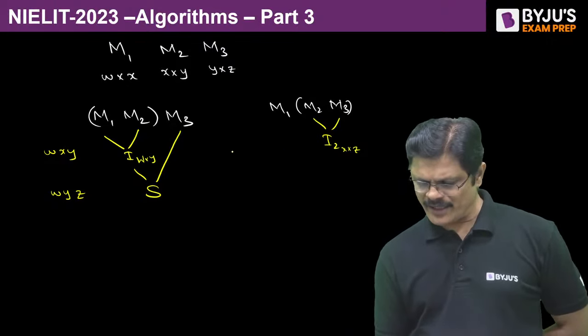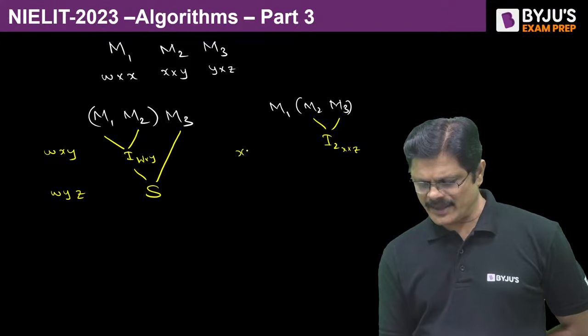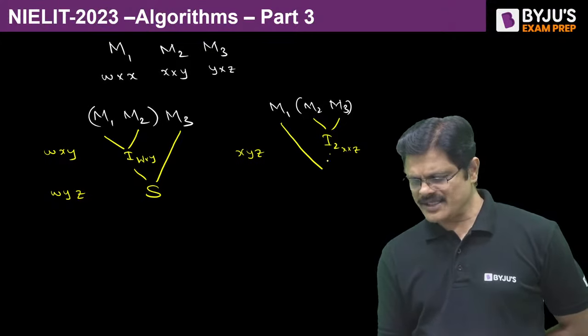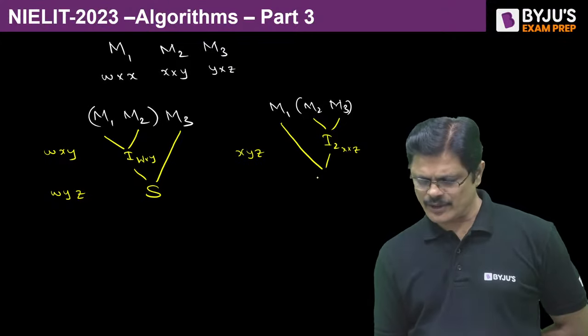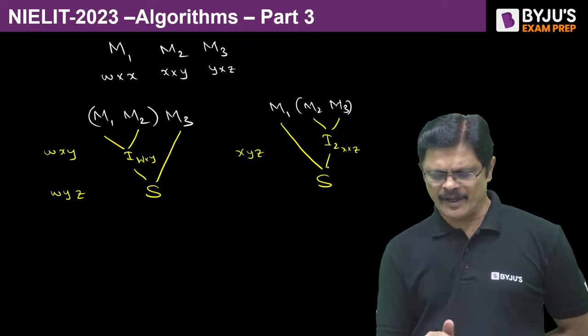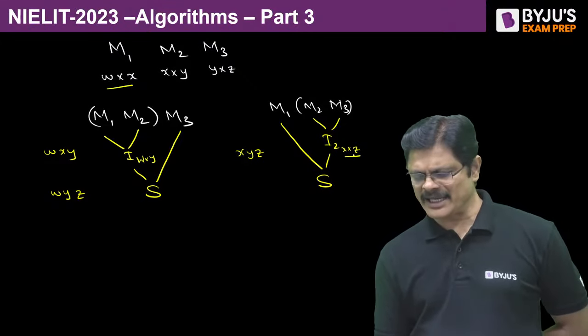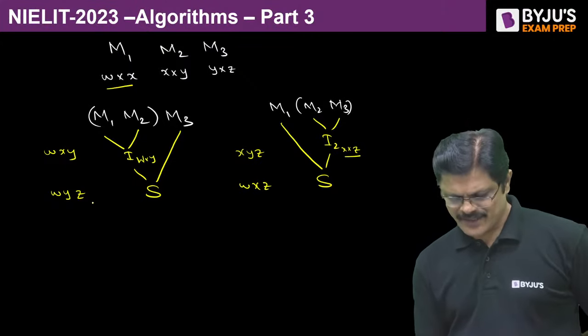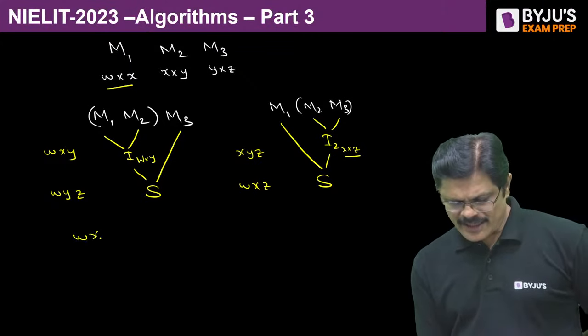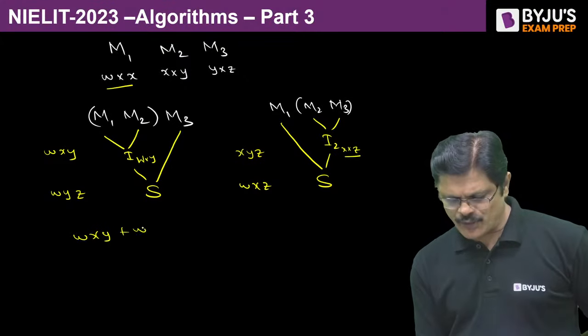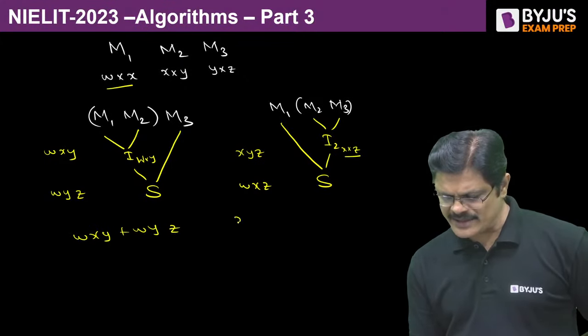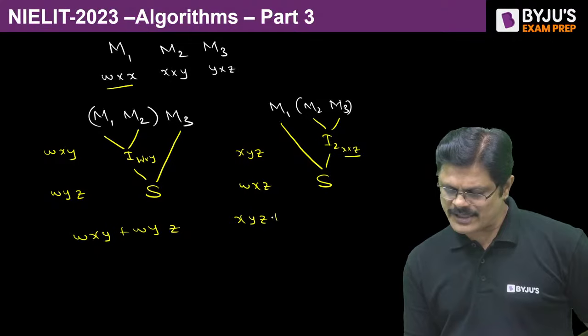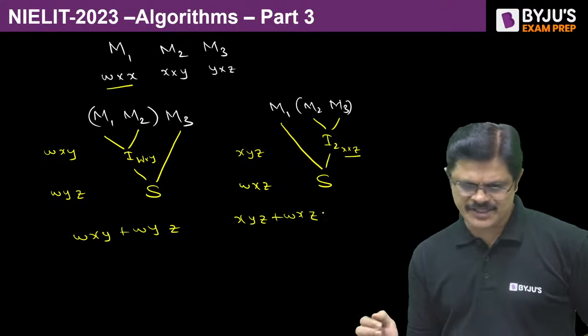This requires XYZ multiplications, followed by the solution, which is of the order W by Z, which requires WXZ multiplications. So this order requires WXY plus WYZ multiplications, and the other order requires XYZ plus WXZ multiplications.